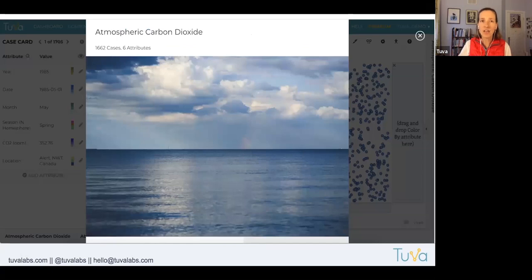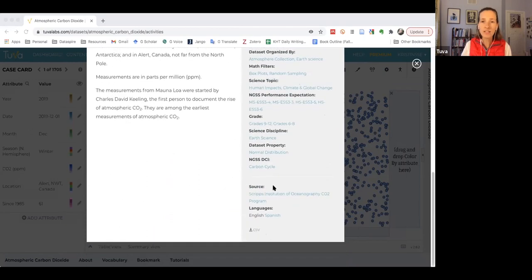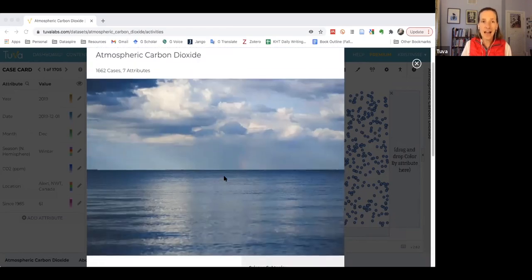So we can dive in and use a carbon dioxide data set like this to answer some of these questions. To orient a little to the data set we're looking at, these data are from the Scripps Institution of Oceanography Carbon Dioxide Program, a fantastic organization. There is a lot of data for us to explore. There are 1,662 cases of data. In this example, each case is the monthly average recorded carbon dioxide for each location. So the case is, by month, what is the level of carbon dioxide?